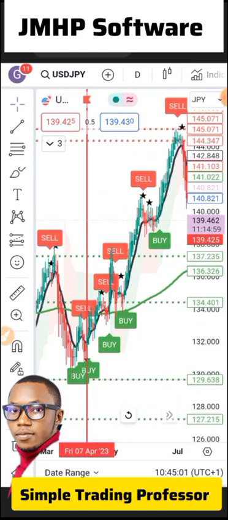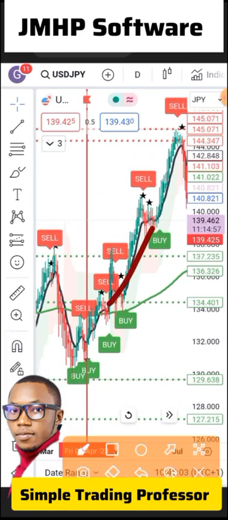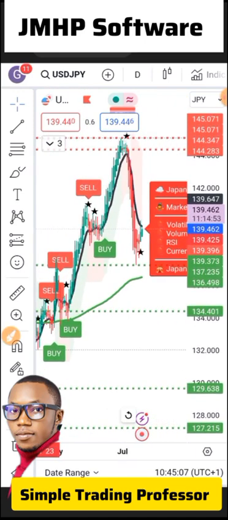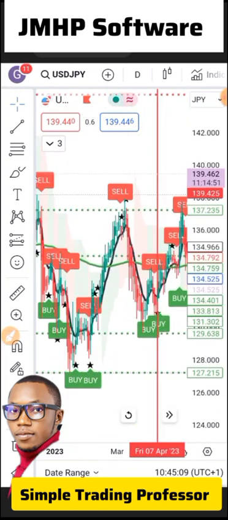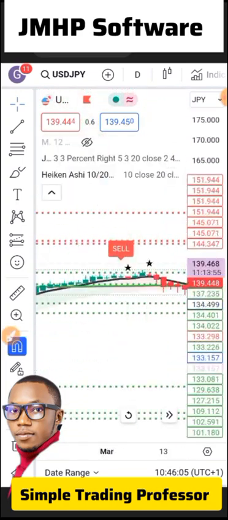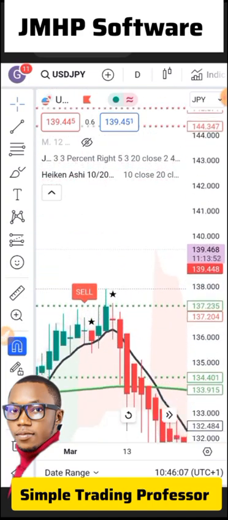So when price is above the 200 moving average, we know that the market is a bullish market. When price is below the 200 moving average, we know that the market is a bearish market.